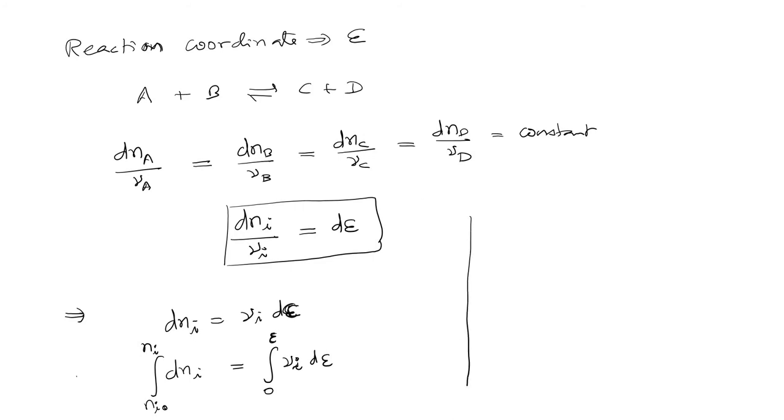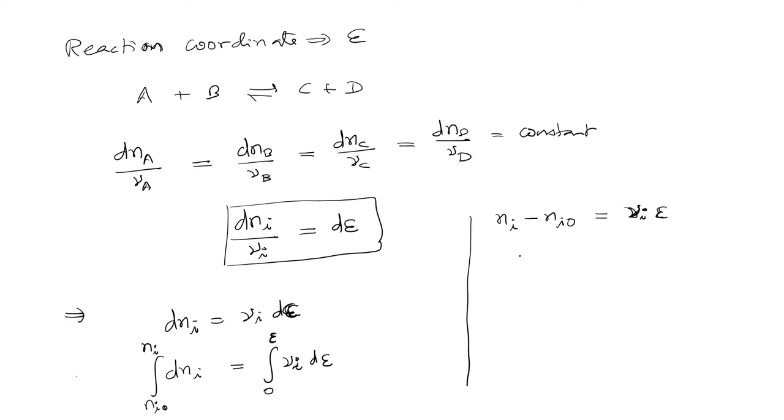If I integrate dNi, the integral of dNi is Ni, with upper limit Ni and lower limit Ni naught. So if I substitute the limits, I'll get Ni minus Ni naught equal to, on the right hand side, nu I, because nu I is the stoichiometric number for the ith species in a given reaction. It is a constant, so you can take it out. Then the integral of d epsilon is epsilon. If you substitute the limits, you will get simply epsilon here.